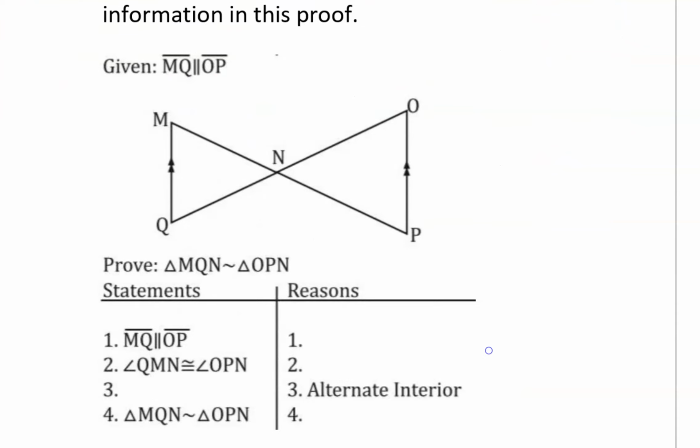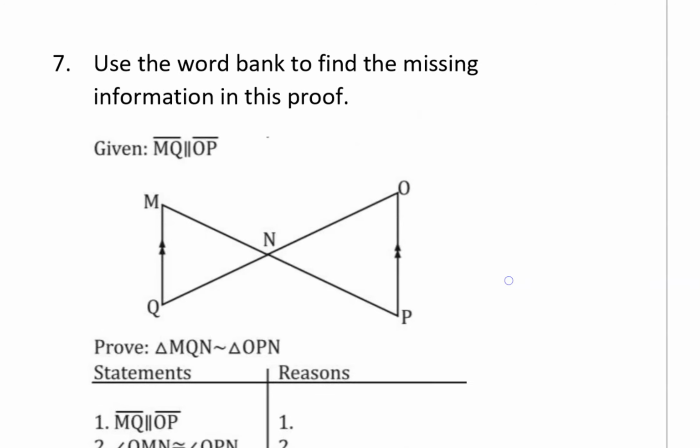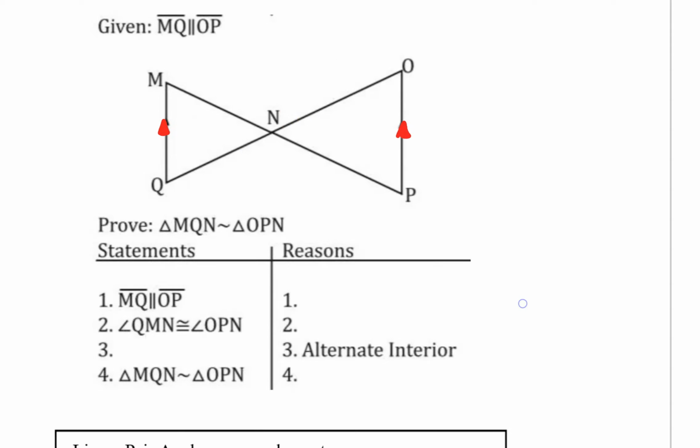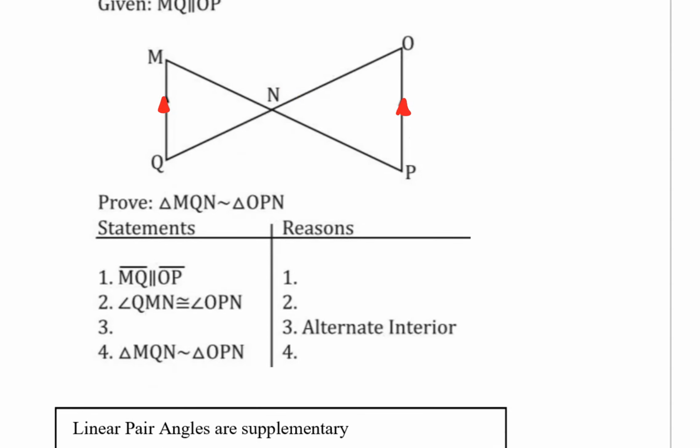All right, so we've got a proof. We haven't done a lot of work with proofs, but really this is, you're going to find, just kind of what we have talked about. It says that MQ is parallel to OP. Prove that they are similar triangles.